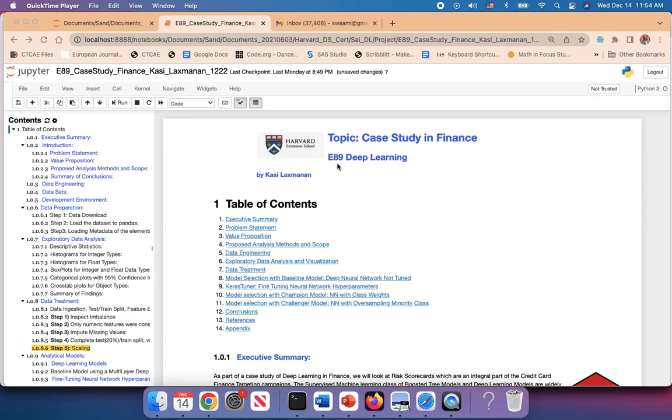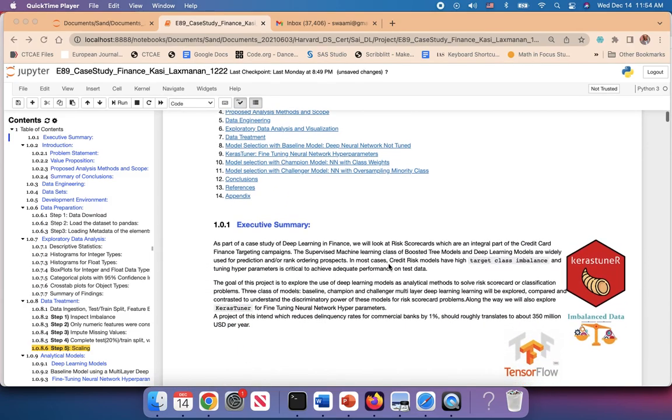This is part of the E89 deep learning class. The topic for discussion is case study in finance. We will talk about risk scorecards and deep learning as a use case for risk scorecards.